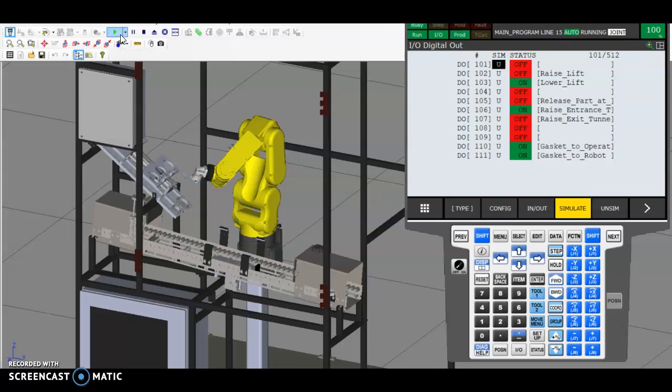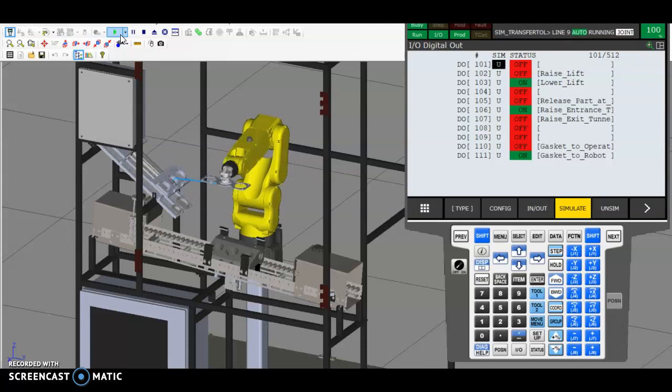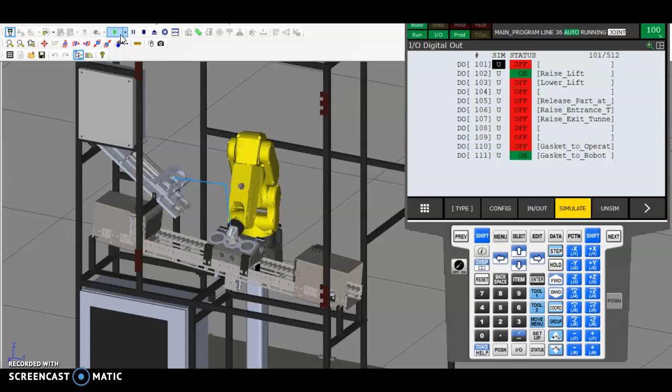As soon as the simulation starts, the part or the block enters from the entry bay. The gasket is picked up, and the lift raises up the block. Then the plug is lifted by the robot and placed in area 1, then placed in 2, then again it's picked and placed in 3.